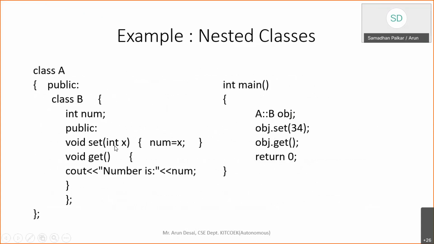In this example, two functions are there, and in the nested class I am using a variable called num. With those functions, that is set and get, by using set I'm going to set a value which is passed as a parameter to the num variable, and by using get I am just going to display it. What is important here is scope resolution.